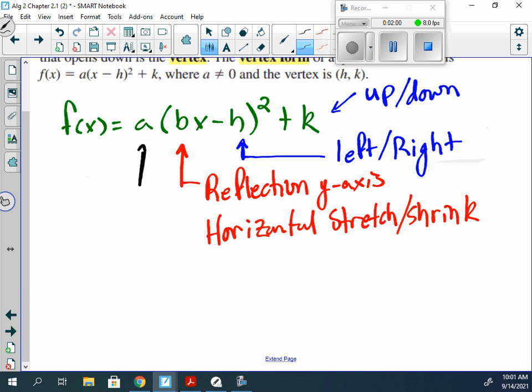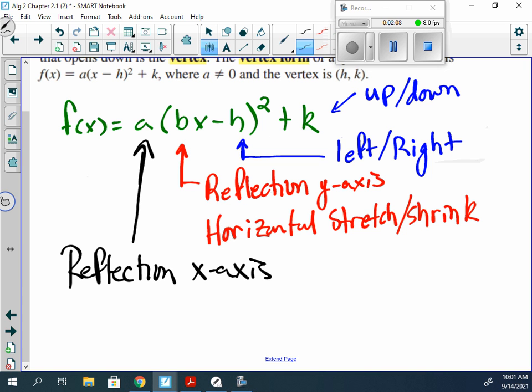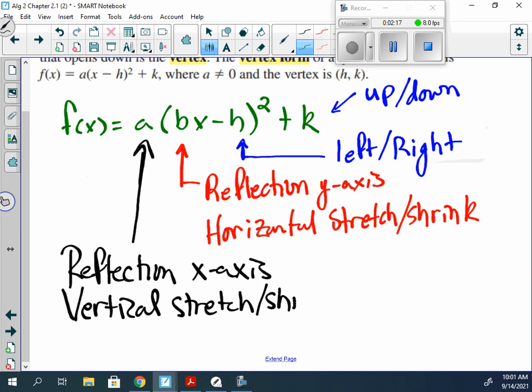And the last one is our a. Now this is a reflection across the x-axis or a vertical stretch or shrink.